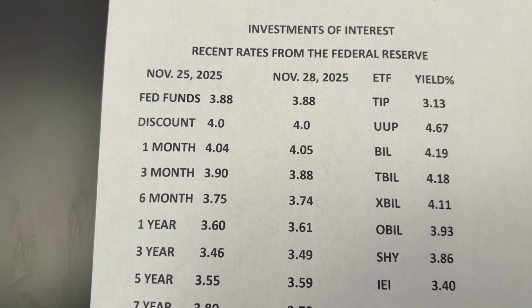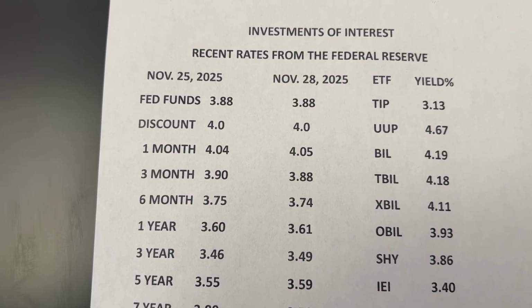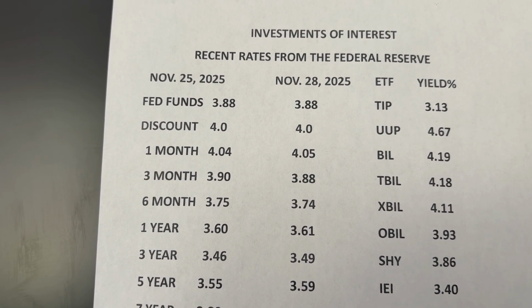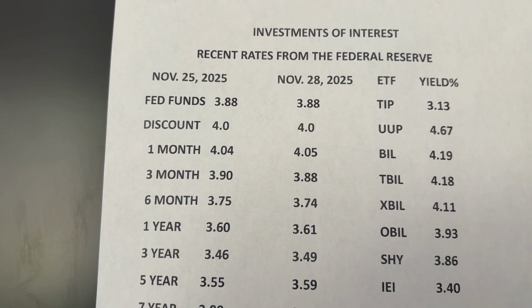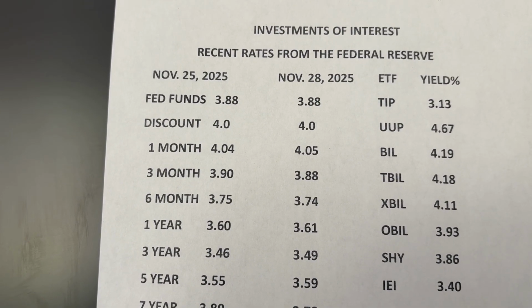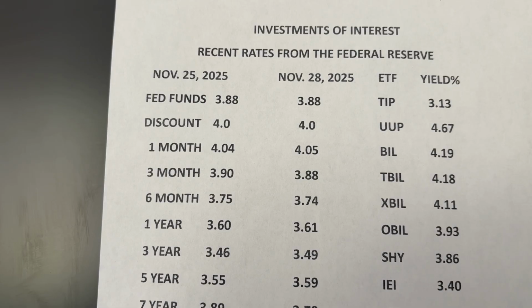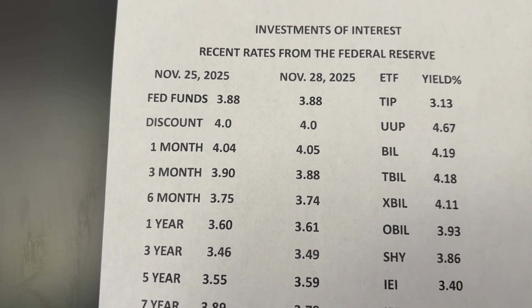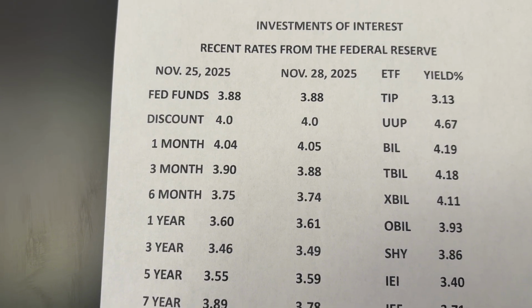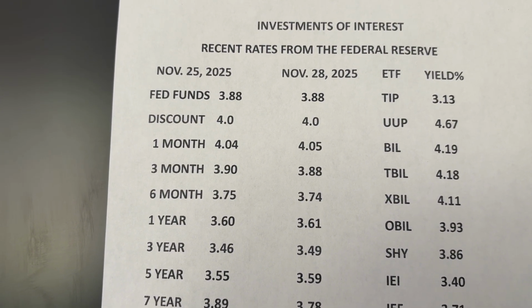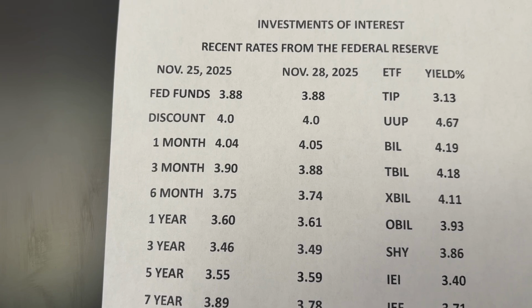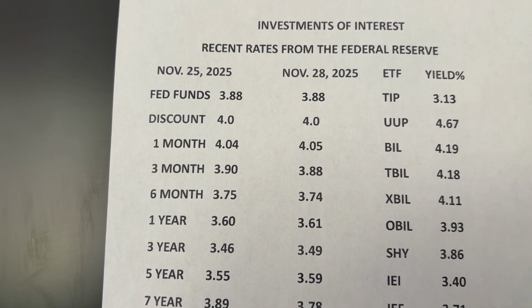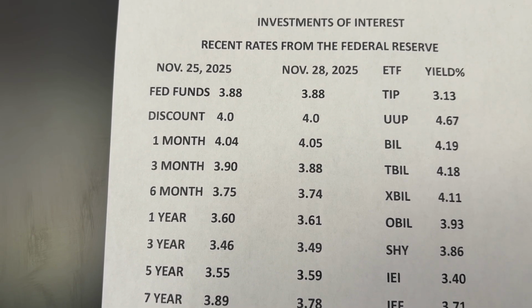Okay, let's look at some interest rates and corresponding ETFs that yield a comparable rate of return. The Federal Reserve Fed funds rate, 3.88%, which is their target rate right now. There is an ETF called TIPS, which is an inflation protected fund, which we explained last week, and that's yielding about 3.13%. But let's look down here at some of the other periods of time.